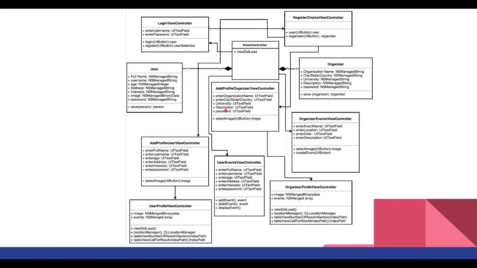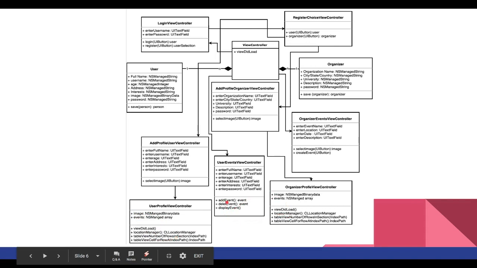And here we have the UML diagram, just to give you a clear understanding of how the process of the app works. We just have the view controller, which is the main thing, and then everything else comes from this side. We have the user, organizer, and events right here, and for each entity we have the methods, and then we have all the entities.